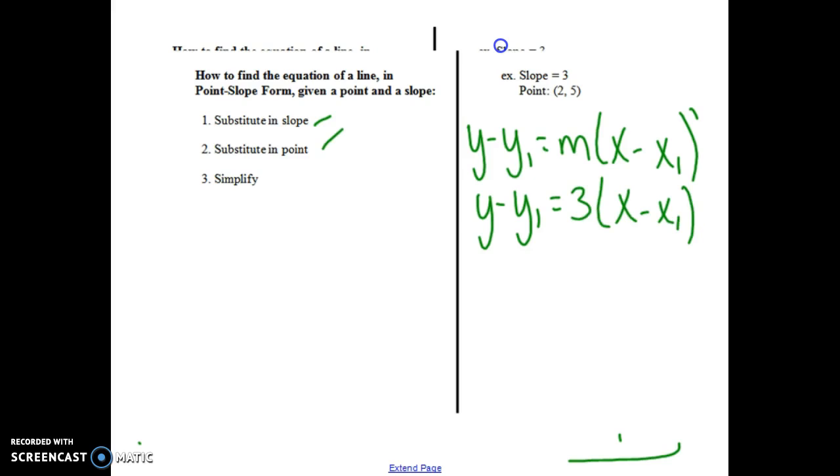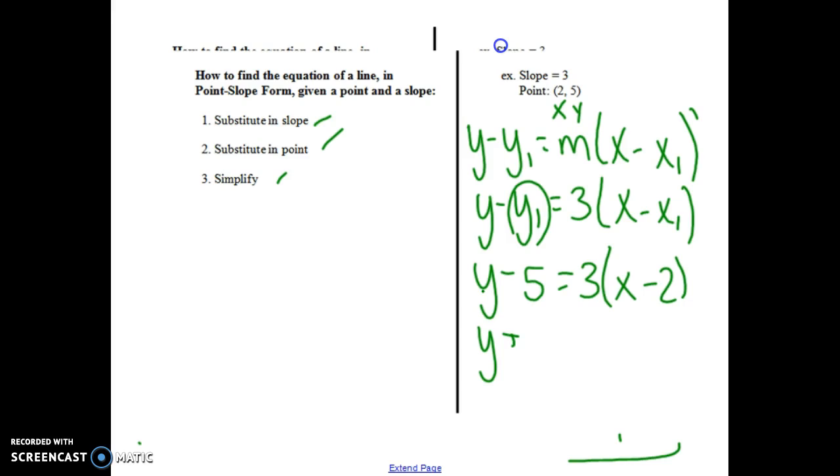Now I'll substitute in my point, x, y. And I put those in for the second letters. The only reason I do it for the second letter is it leads to a positive y at all times, which is preferred when you're getting y by itself. Then I simplify. y minus 5 equals 3x minus 6. Add 5 to both sides, because that's a minus. And I get 3x minus 1.